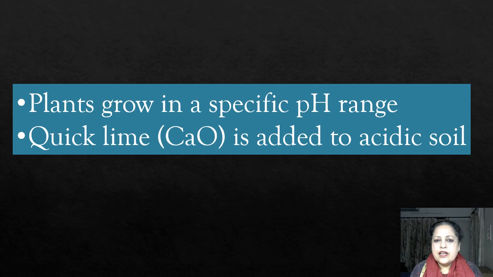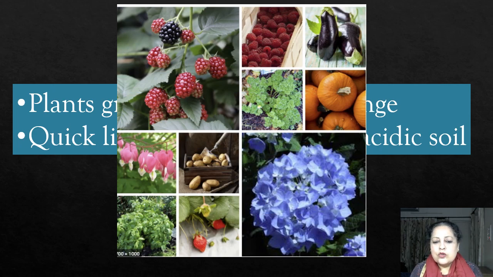But supposing you don't want to alter the pH and you want to grow something in the acidic soil, there are some plants which need acidic soil to grow. So you can see all the beautifully colored berries, brinjal, and hydrangea.